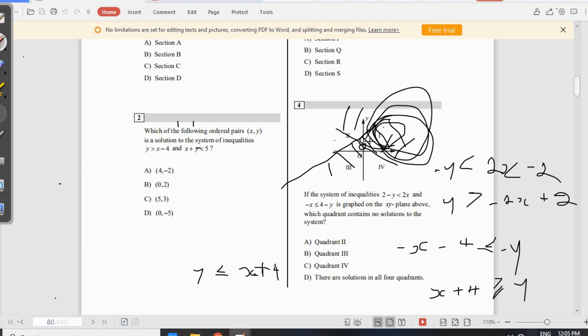So you have answers in quadrant 1, you also have answers in quadrant 2, you also have answers in quadrant 3, but because they're also touching here, you also have answers in all the quadrants. So D is your answer. The answer is in all 4 quadrants.